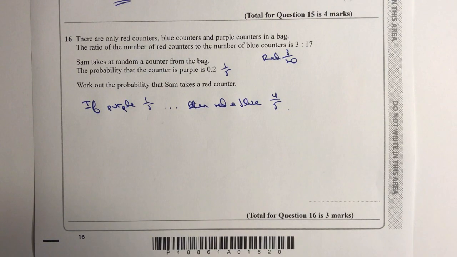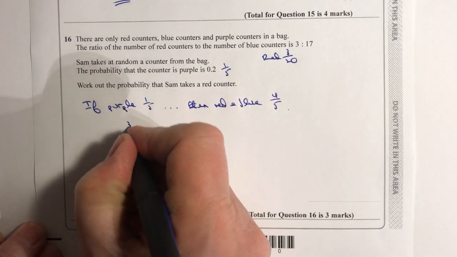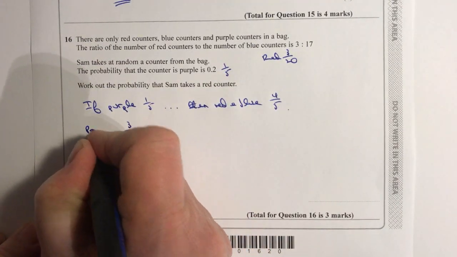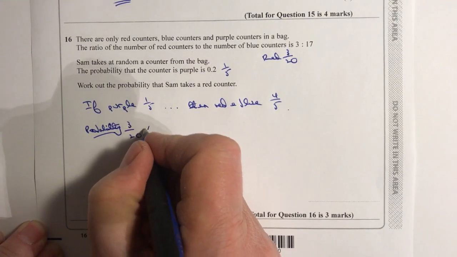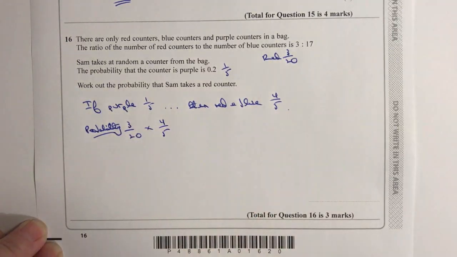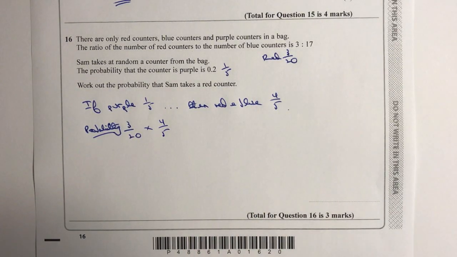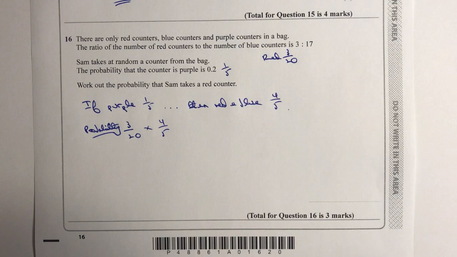Then it says work out the probability that Sam takes a red counter. Well, we know that 3/20 is the probability of him picking a red counter if there's just red and blue. So therefore, the probability must be 3/20 of the red and blue counters, which is 4/5. So remember we're working here in probabilities, we're not working in absolute amounts. We could be, but I don't think so. I think we need to work just in probabilities and be comfortable working through with fractions.